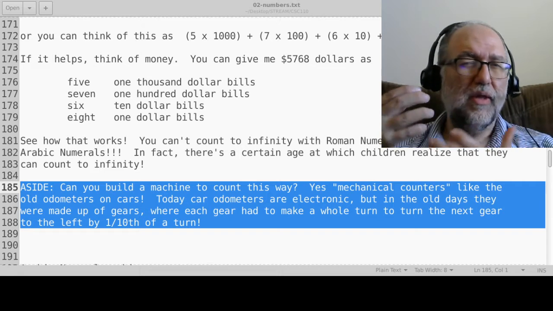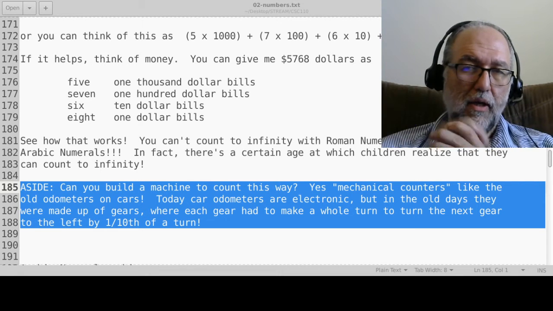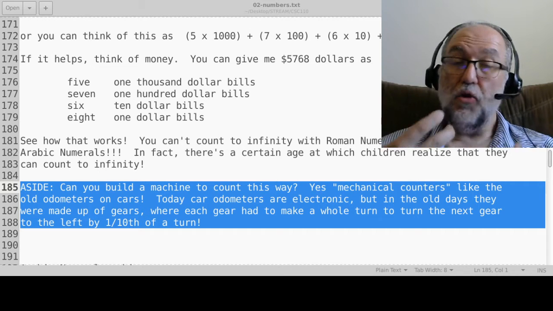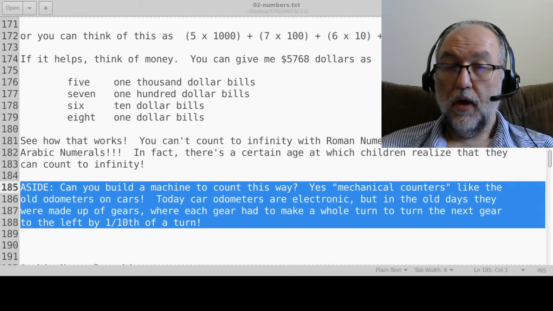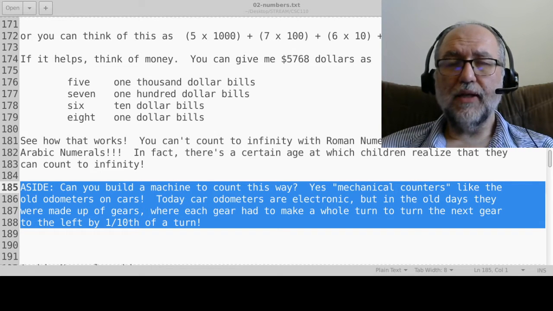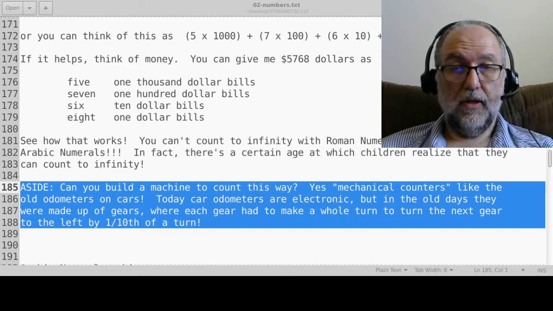There's a word called algorithm. It means the step-by-step process by which you do something. If you can make the process that your mind does easier, you can make it into a machine more easily. And so you might say, is there a machine that can count decimal numbers? And the answer is yes.